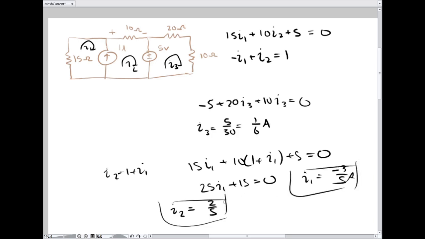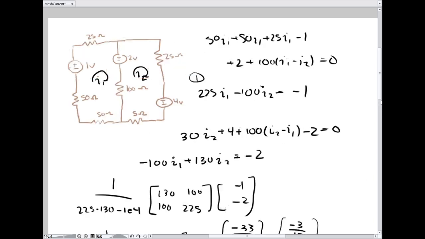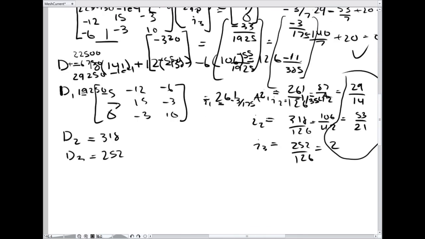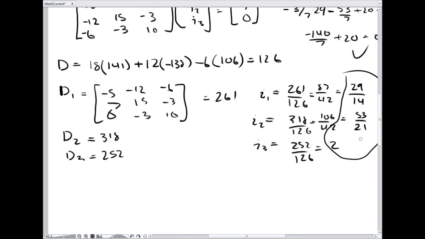And these all have units. If you don't put your units on the exam, you often will lose a point depending on how your professor is. So technically I should have put units there, and I should have put units there.